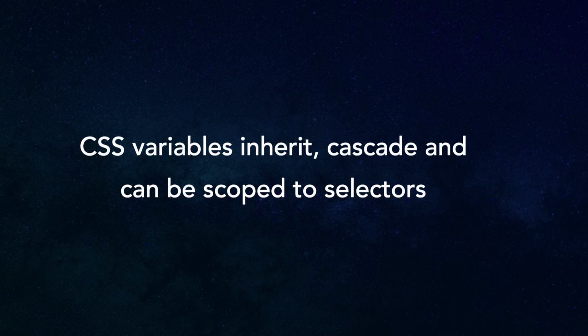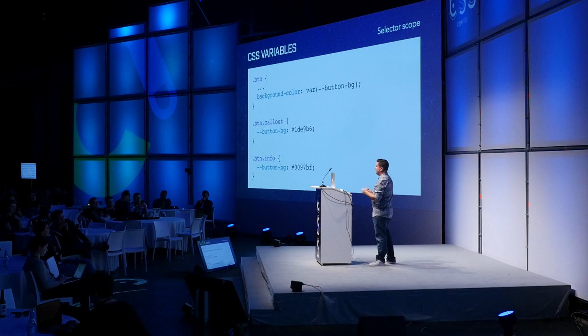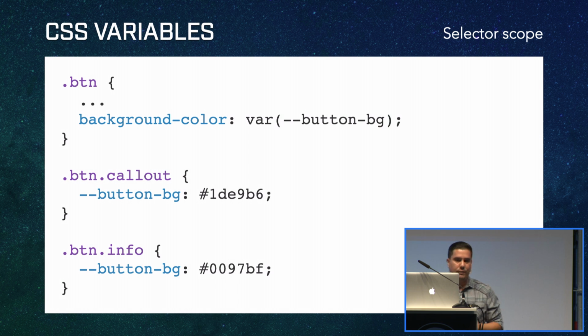Now, CSS custom properties or variables, they behave like regular properties. So that means they can inherit, cascade, and they can be scoped to any selector. So here we have this base button class, right? And it uses a variable to set the background color of the buttons. And then instead of defining that button BG variable at the root scope, like we did earlier, we can declare it on different selectors, like button modifier classes here, right? Button callout, button info. And then we assign the values there.